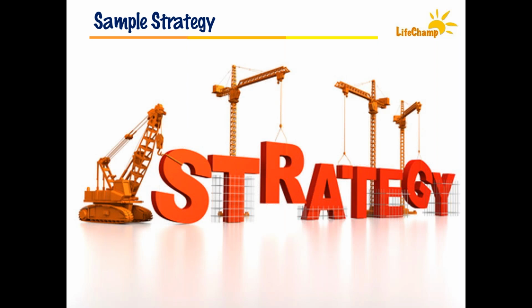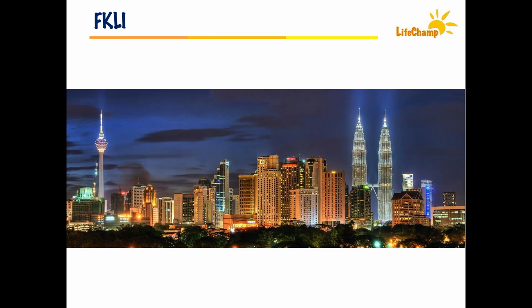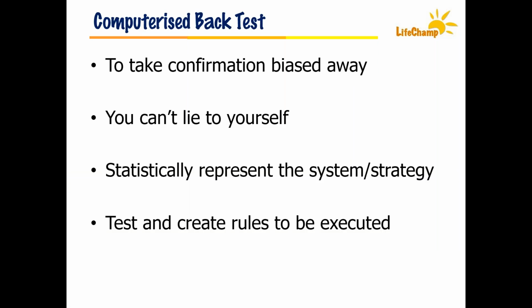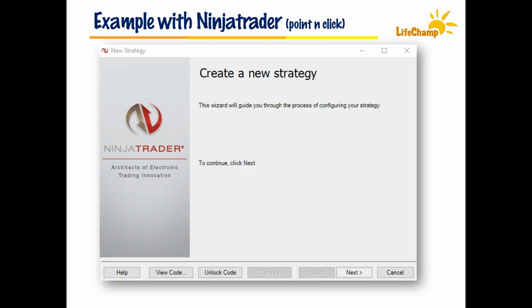So here is a sample strategy just to illustrate how you use the software. The software I'm going to use, I'm going to show in the next slide. Here you take confirmation bias away and you cannot lie. Remember, the most important thing is that you test and create rules to be executed. So you have to design a system. The software that I tested is called NinjaTrader. It is free software. You can subscribe, and they will have a charged version with support and so on. But the free software is available for you to start testing and implement your own strategy.